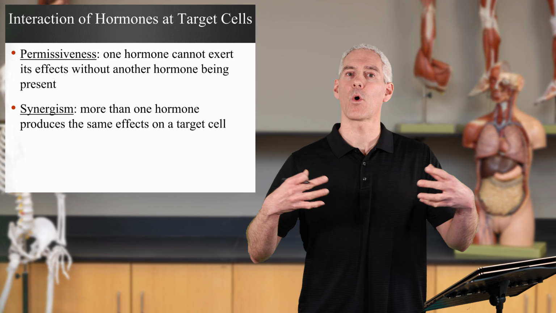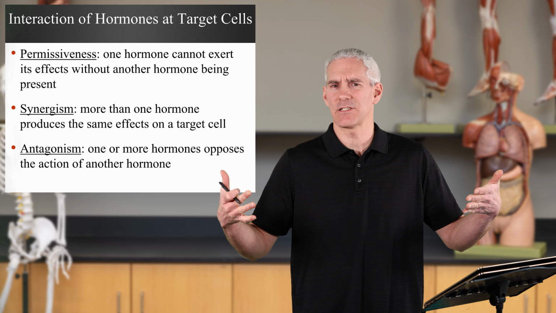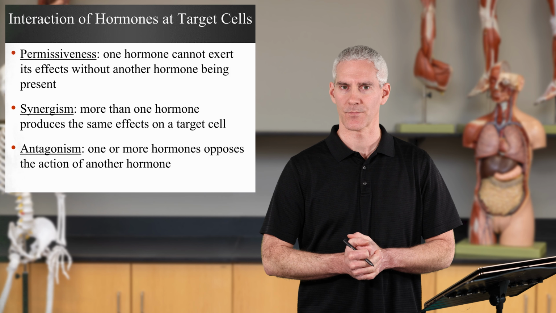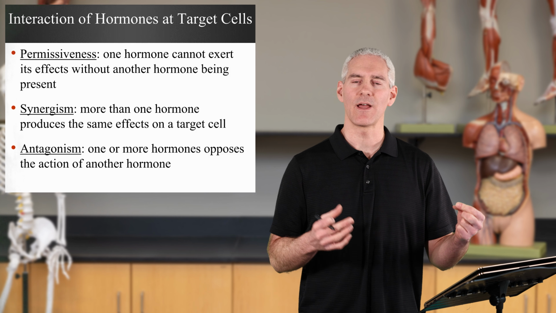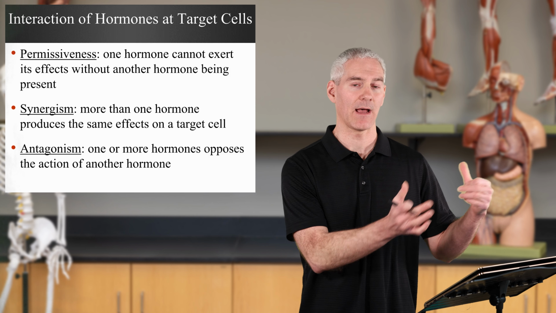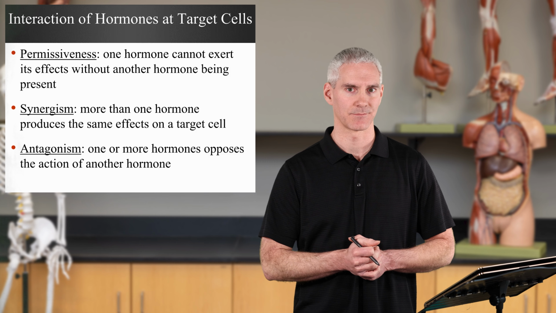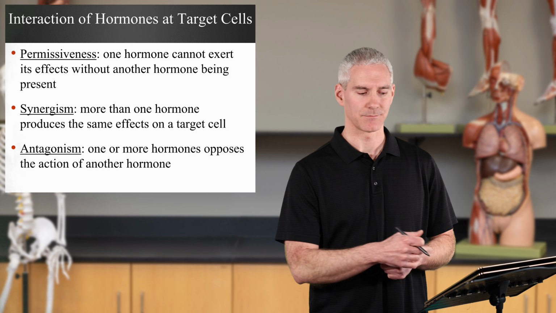And antagonism. Antagonism, anti or opposite. In this case, one or more hormones will oppose the action of another. You can kind of think of it as almost blocking, preventing it from occurring. Permissiveness, synergism, and antagonism. The ways the hormones interact in a cell. Now, this is not the activation of a target cell. That was different. This is how they interact. So the three different ways that the hormones can interact together at a cell. So hormones, a lot of parts and pieces of how they're working and how they're causing their responses.